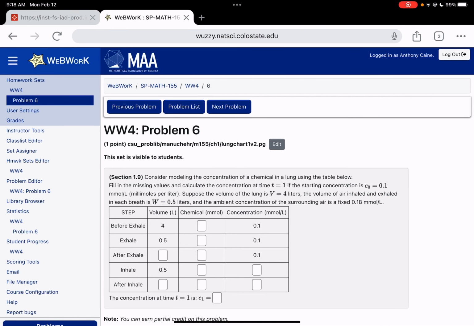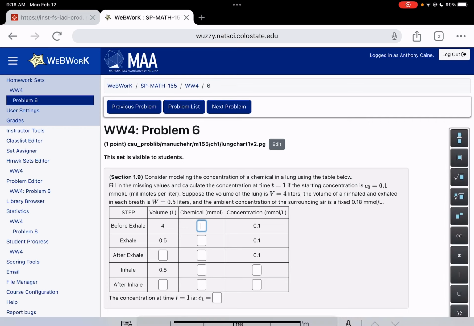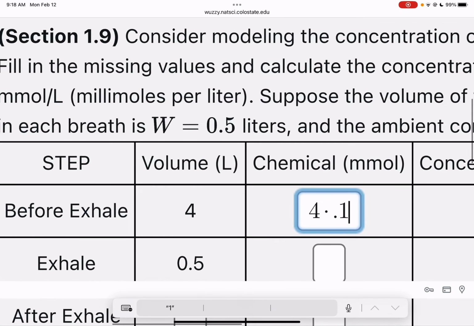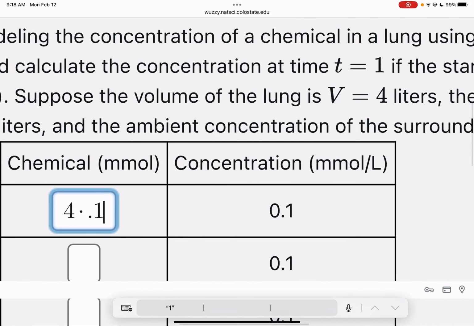All right, so we're going to try and put all this in a table. So, all right, we have a lung volume of 4 liters, a tidal volume of a half liter. We begin with an initial concentration of 0.1. Okay, whatever. So before I exhale, how much chemical is in my lungs? Well, it's the amount of air in my lungs times the concentration. So I'm literally just doing second column times fourth column. And if you look at the units, right, the second column has units of liters. The fourth column has units of millimoles per liter.